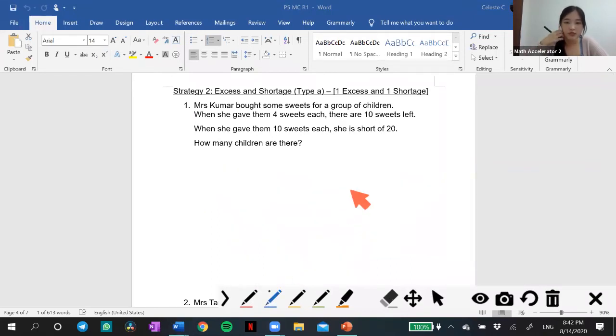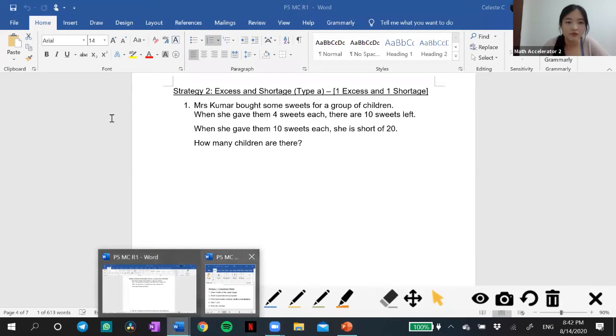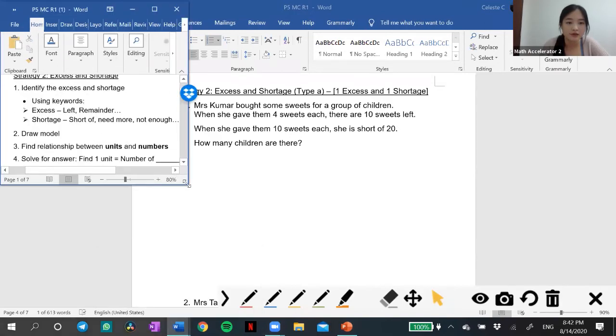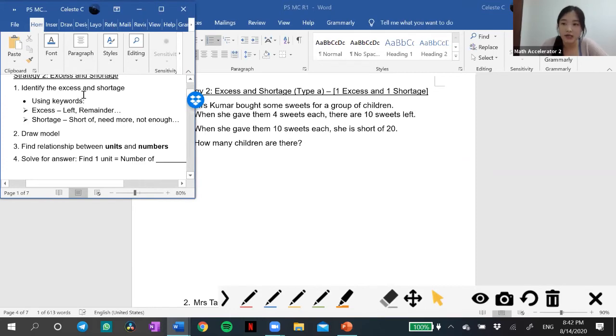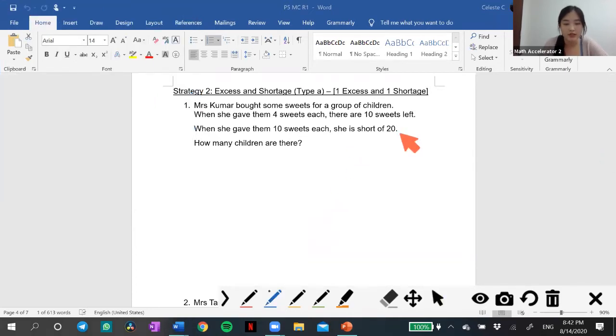Okay, moving on to this question. So if you look at the strategy that we have here, you have to identify what are the excess and the shortages using keywords, and then draw the model and then find the relationship between units and numbers, then solve for the answer. So what do I mean by the keywords to find excess and shortage?